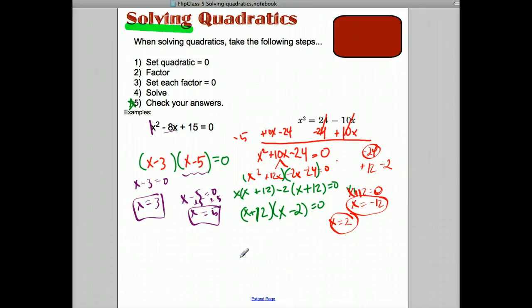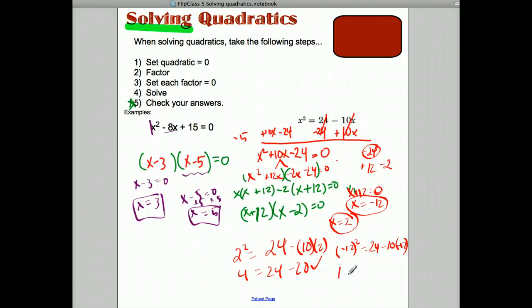I plug in a 2, and that gives me 2 squared equals 24 minus 10 times 2. Is that right? 4 equals 24 minus 20. So that works. Then I plug in my negative 12. Negative 12 squared equals 24 minus 10 times negative 12.